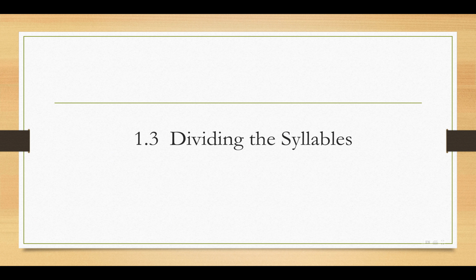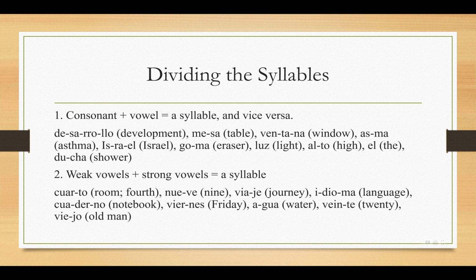Section 1.3 Dividing the syllables. 1. Consonant plus vowel equals a syllable, and vice versa. For example, desarrollo, mesa, ventana, asma, Israel, goma, luz, alto, el, ducha.